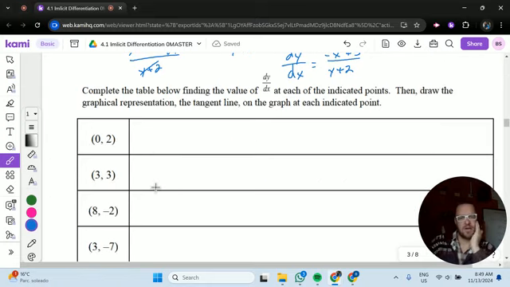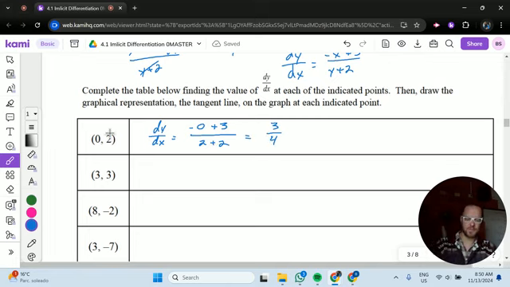Okay, so complete the table below, finding the value of dy/dx at each of the indicated points. Then draw the graphical representation. So this is how you can see. If I have the entire point here, then I can take my dy/dx and plug it in. So instead of x, it's going to be 0 plus 3 over, instead of y, it's 2 plus 2, which means I'm going to get 3 over 4.